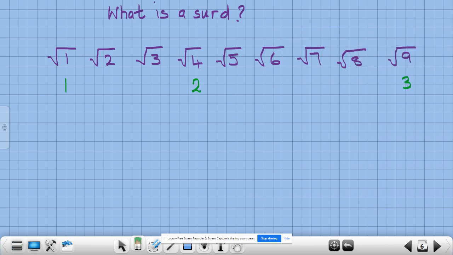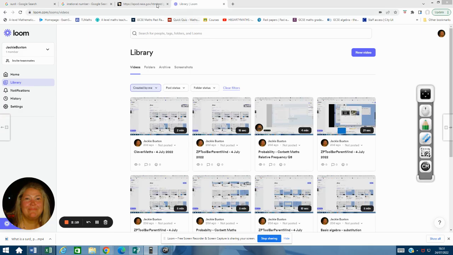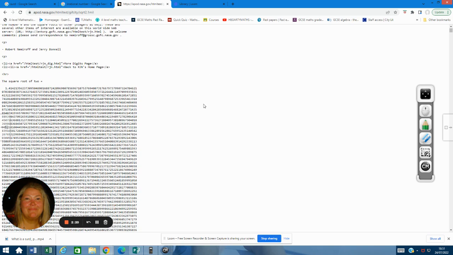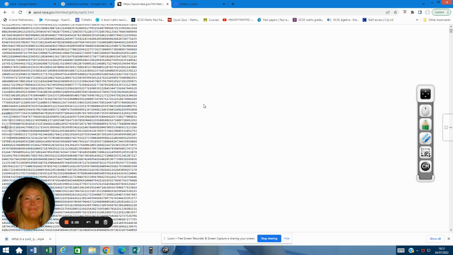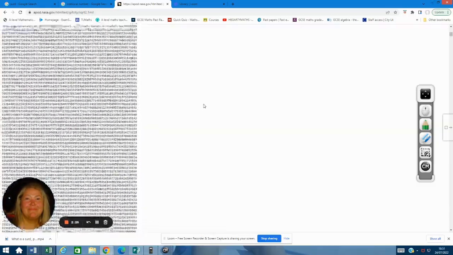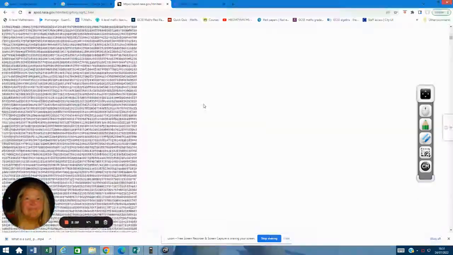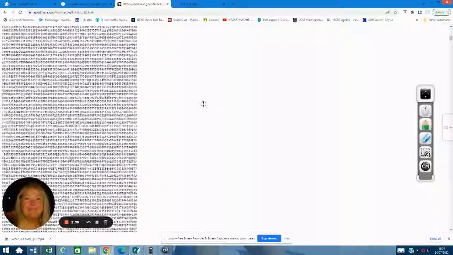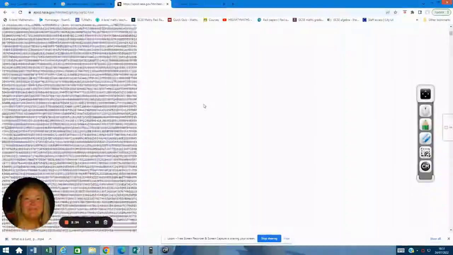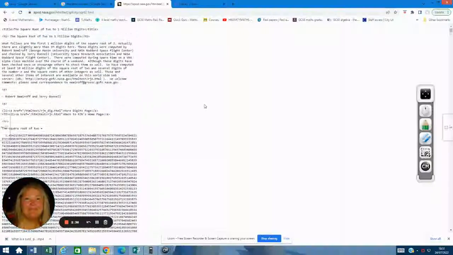Let's have a look. If I go onto the internet and have a look at, this is a site on NASA, just Google square root of 2, it will give us the square root of 2 to 1,000,000 places. So you can see that's quite a tricky amount to work with, isn't it? So of course, we don't want to have to do that. And we don't need that level of accuracy.